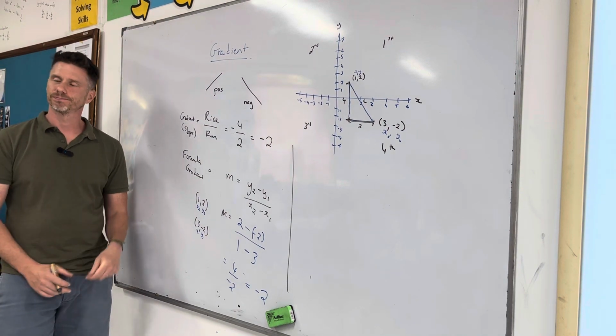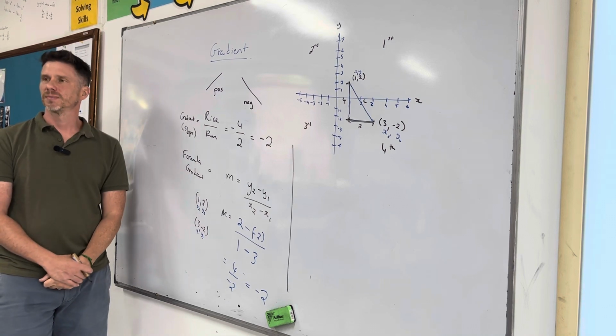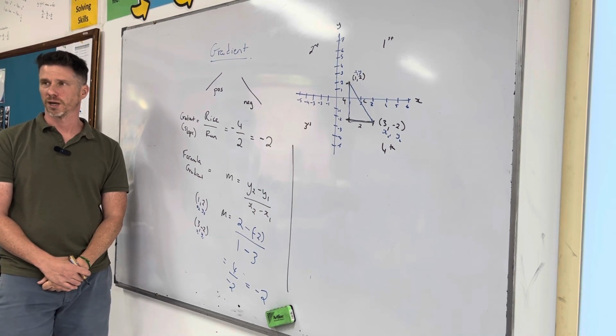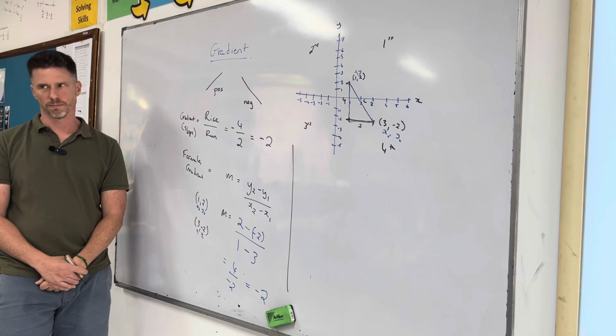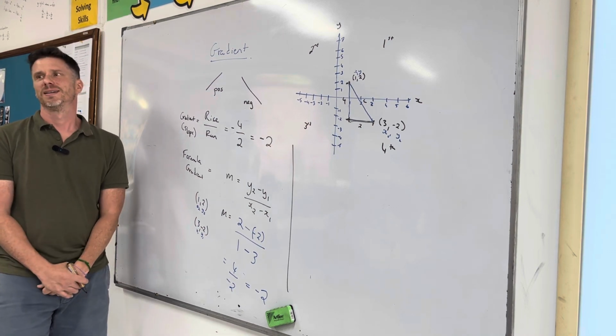So it would be minus 2m. Nope, M is minus 2. The gradient is minus 2, not the gradient is minus 2m. Then what's M? M all of a sudden becomes a variable. It's like y equals mx.